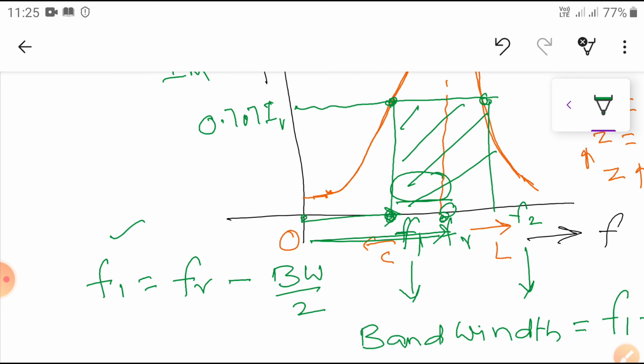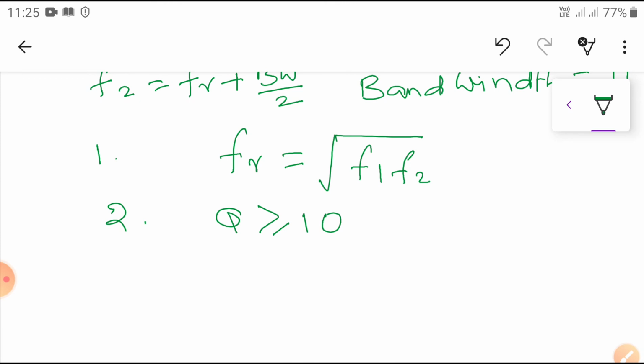Suppose I want the F2 value. So, total FR plus this one, you can add here. So F2 is equal to the resonance frequency FR plus the bandwidth by 2. Then we are going to get it. So, the lower cutoff frequency and upper cutoff frequency. Okay, that is the second salient point regarding the resonance circuit, when the quality factor is greater than 10.